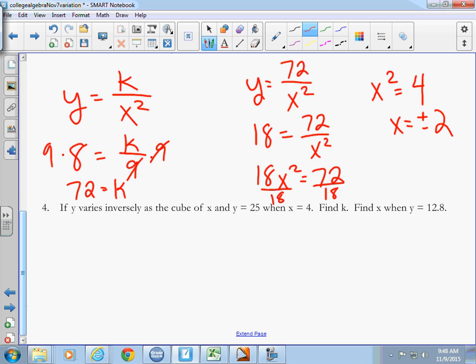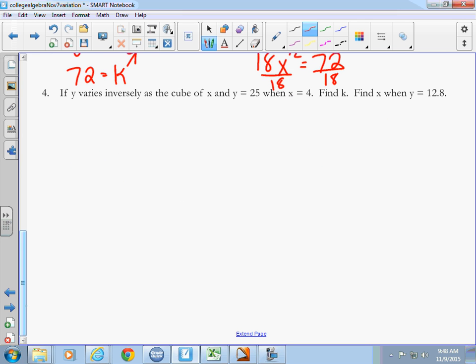Questions, so that anything that did come up on the ACT, you're covered. If y varies inversely as the cube of x, let's go set that first. Y equals, okay, something over x cubed. Everyone see how I got that? Varies inversely with the cube.